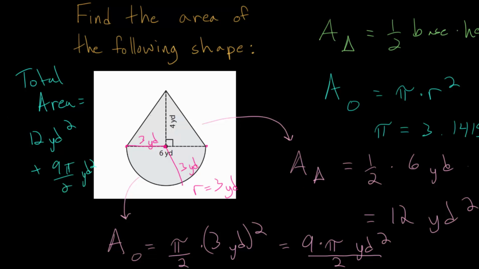If we want, we can find a decimal approximation to this, but keep in mind that if you plug in 9 pi over 2 into the calculator, at some point you have to round it. Most people will round it to just 3.14. When we do plug these into the calculator, our total area will be approximately 26.137, or we can just say 26.14, and the units are square yards.